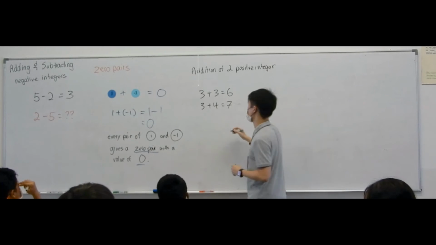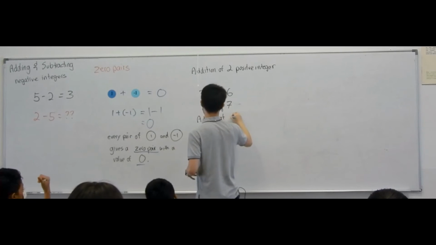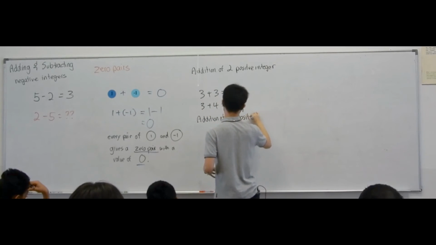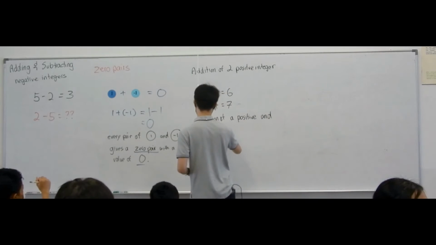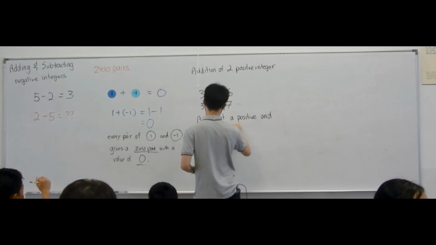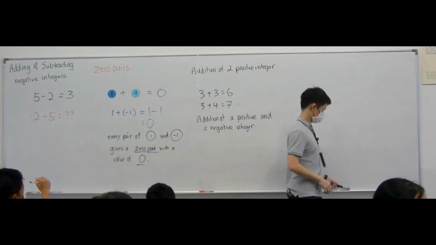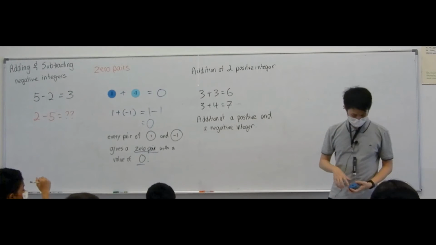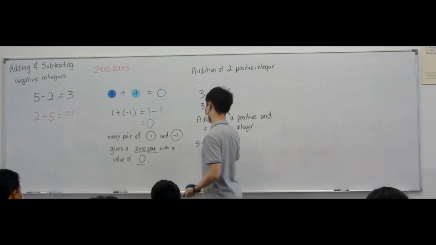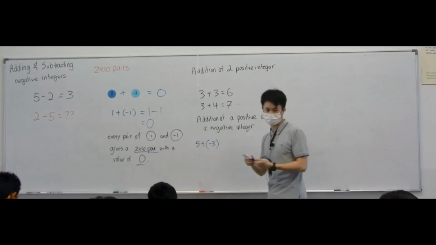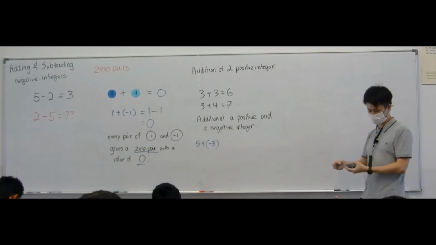Now what happens if we are going to talk about the addition of a positive and a negative integer? Okay, now if you see the first one, it is 5 plus negative 3. Correct? 5 plus negative 3. We all know it's 2, but how do we actually get 2?